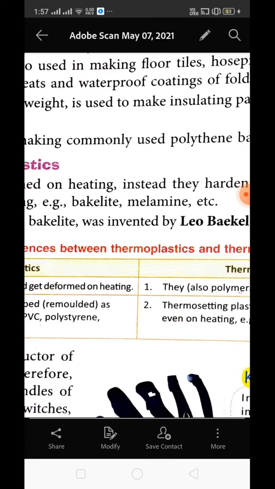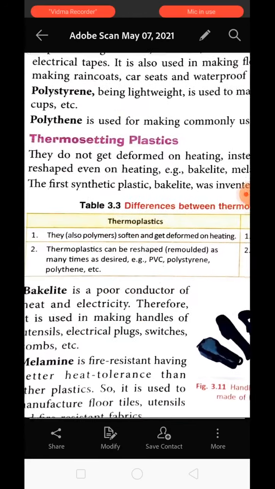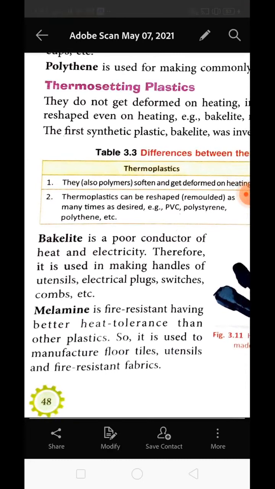Why? Because it is the first synthetic plastic and it was prepared by Leo Baekeland in 1907. So class, what was the first synthetic plastic? It was bakelite. Understood? So we will study about bakelite. Bakelite is a poor conductor of heat and electricity.